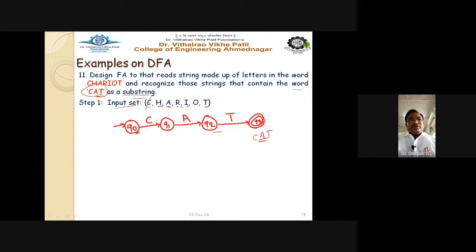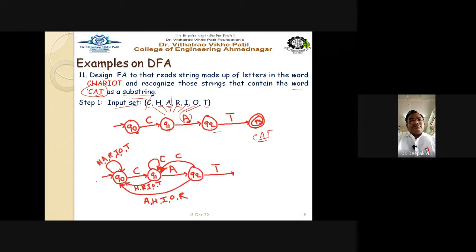For Q1, input A is completed. For CHRIOT, where to transfer? CHRIOT excluding A, because A is already done here. So the remaining input transitions you have to draw in the second step. So how is it drawn? Just see here. Okay, this is the final DFA.